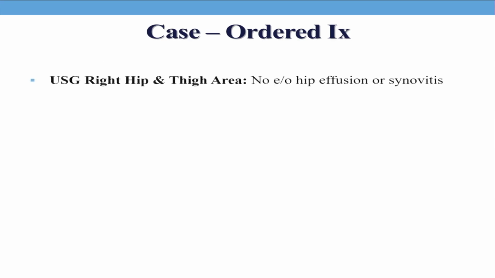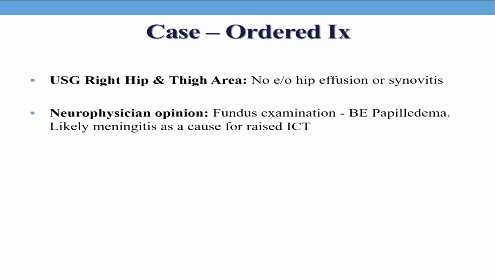Because she was complaining of right hip and thigh area pain, I evaluated by USG, as MRI was done 2 to 3 days back only, but it was normal. Sometimes these patients can have focal myositis along with infection, so that's why we did this. We also took a neurophysician opinion, and he examined again, and papilledema was still there.